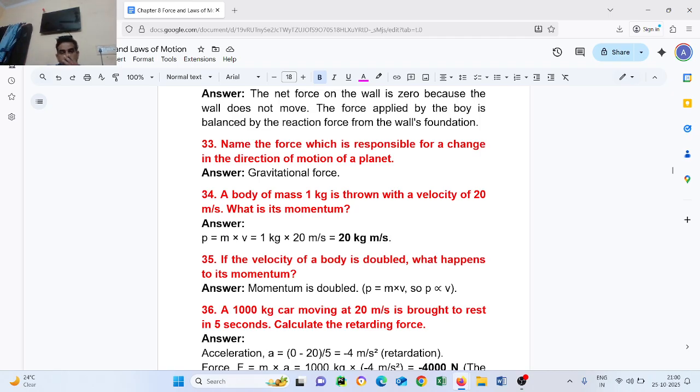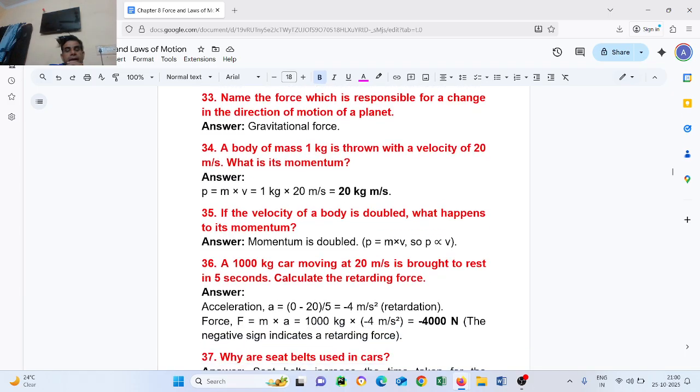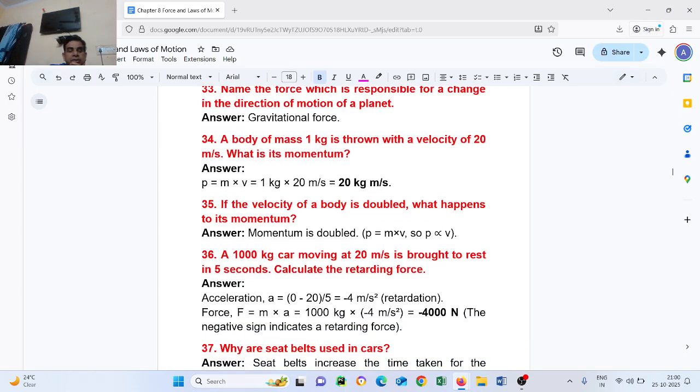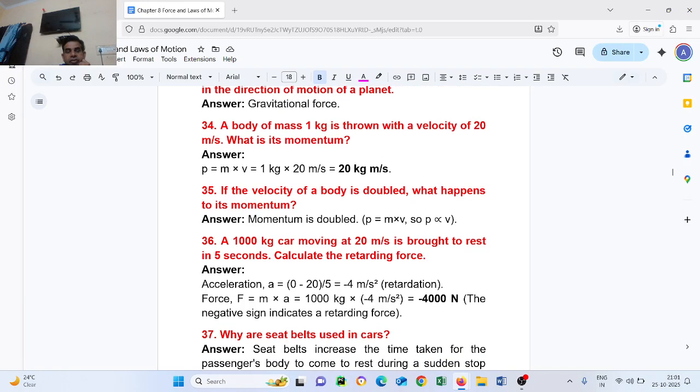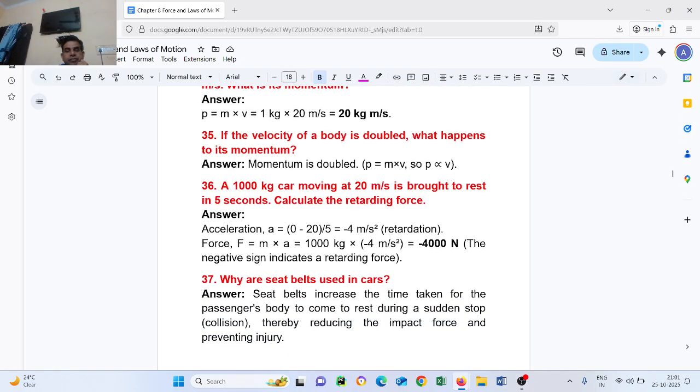P proportional to v. Question number 38. A 100 kg car moving with 2 meter per second is brought to rest in 5 seconds. Calculate the retarding force. Retardation equals (v minus u) upon 5, which is minus 4 meter per second squared. Force F equals ma, 100 kg multiplied by minus 4, equals minus 400 Newton. The negative sign indicates the retarding force.